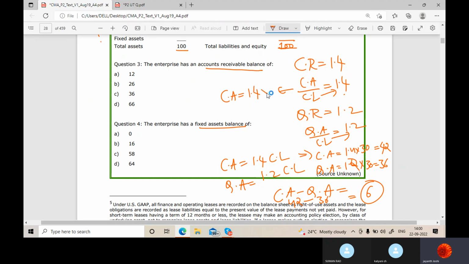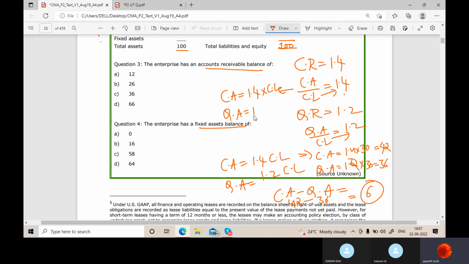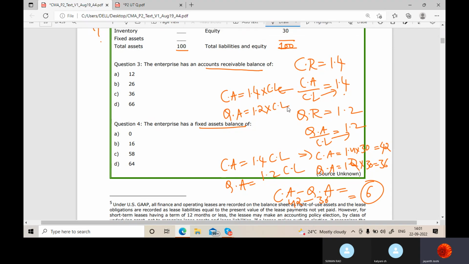1.4 into CL. So I wrote it: current assets is equal to 1.4 times current liability. In this case, if I take the quick ratio, the formula is quick assets upon current liabilities, that is 1.2. If I take this current liability there, it will multiply with 1.2. So can I write quick assets is equal to 1.2 times current liability?